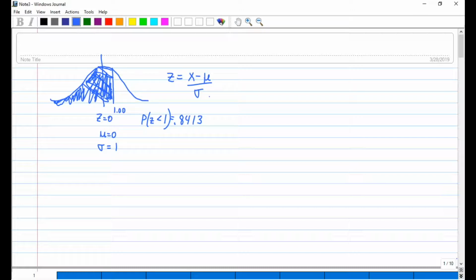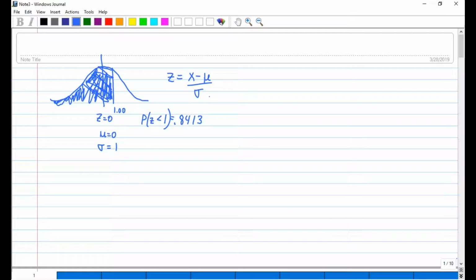Okay, and so that's basically what we did the other day. We figured out that for less than problems, we'd get area to the left. For greater than problems, we would be looking for area to the right, which we would have to say 1 minus the value that's given to us in the table. And then if we wanted to find the area between 2 values, we had to find the area of the one on the far right and the area of the one on the far left, and subtract the right value minus the left value, and that would give us the area between the two. Okay?